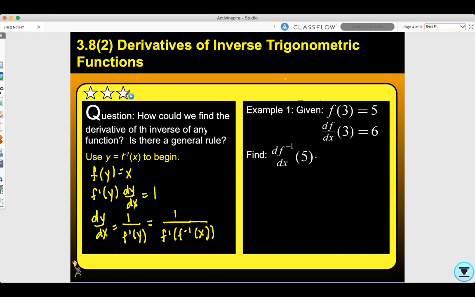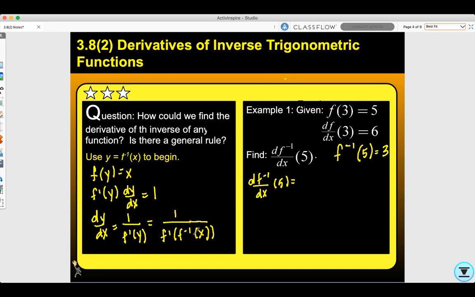So let's look at example 1. Given f of 3 equals 5, and the derivative of f with respect to x at 3 equals 6, find the derivative of f inverse with respect to x at 5. So if we are given this information, one thing that I can take from it is f inverse of 5 equals 3. Okay, so that's the first thing. They want us to find the derivative of f inverse at 5.